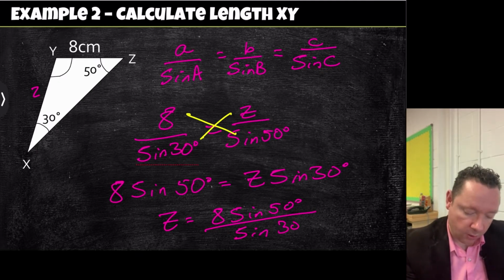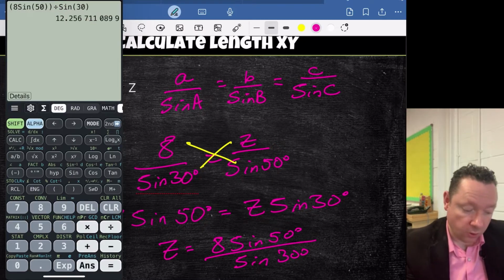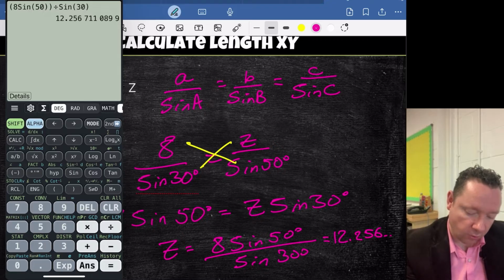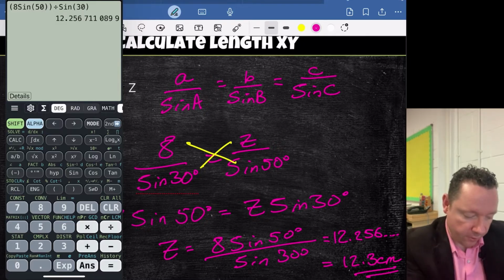Get a calculator to work that out. 8 sine 50, close the bracket for the angle, and the sum, divided by sine 30, close the bracket, press equals. 12.256 and a bunch of other numbers. So I always like 12.256, no rounding yet, so round that to somewhere reasonable, 12.3 units, centimetres, because it's a length and it was in centimetres.